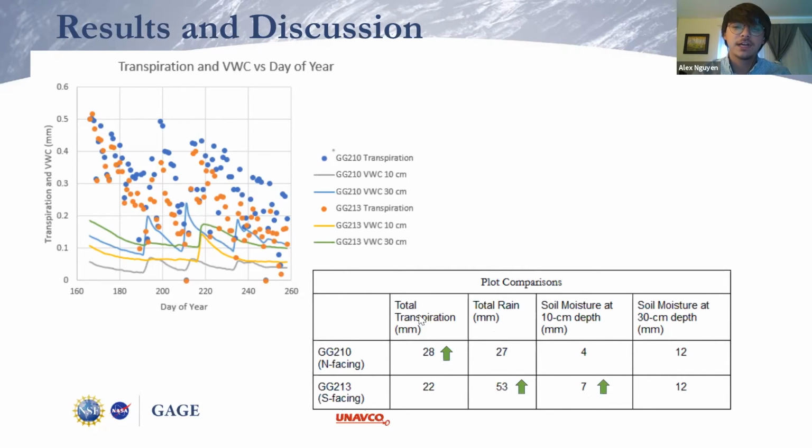Furthermore, we can sort of see that plot 210 has more responsiveness to rain events, as we can see in its soil moisture data, where we see more peaks where rain events would be compared to plot 213, which is somewhat interesting. Again, we have to realize that plot 213 received more rain than plot 210. So one question would be, why was plot 210 having more total transpiration when its total rain and soil moisture were lower than plot 213?